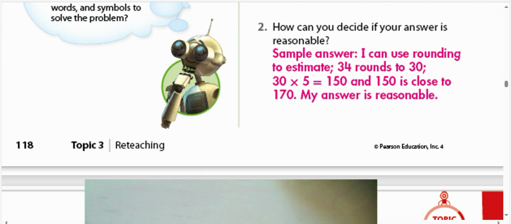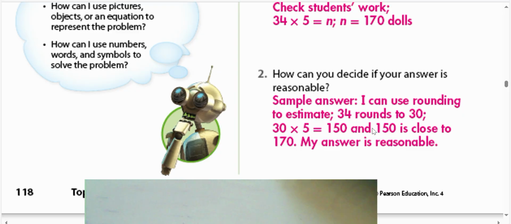How can you decide if your answer is reasonable? Simple answer: I can use rounding to estimate. 34 rounds to 30. 3 times 5 is 15, so 30 times 5 is 150, and 150 is close to 170. Then my answer is reasonable.